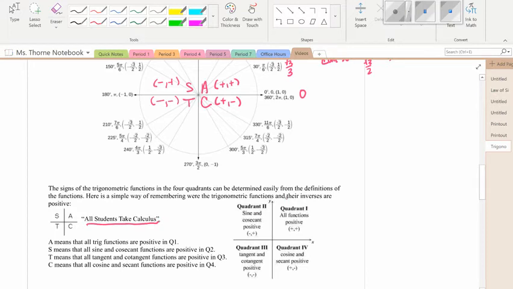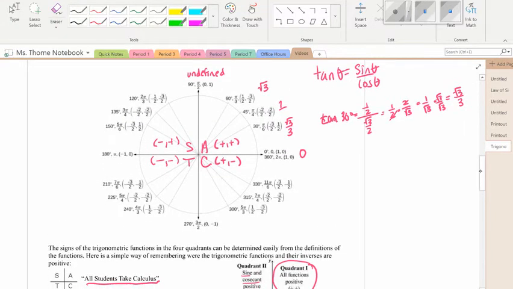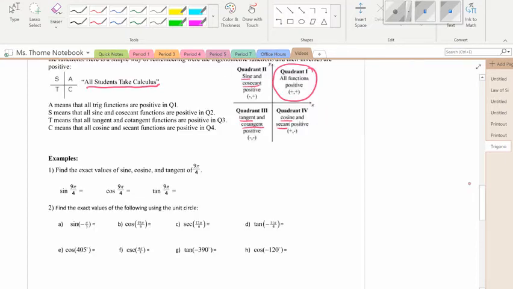So in the first quadrant, everything is positive. In the second quadrant, sine and also its reciprocal are positive. And then tangent and cotangent in the third quadrant, and cosine and secant in the fourth quadrant. It's good to know that because it helps us when we solve trig functions or trig equations later. Go ahead and do some examples.